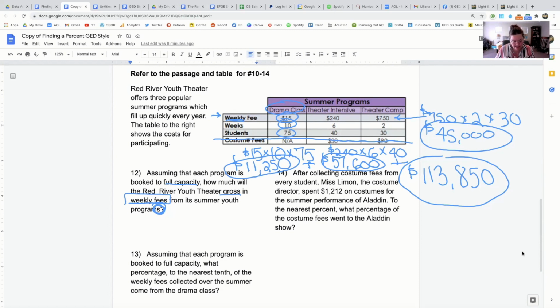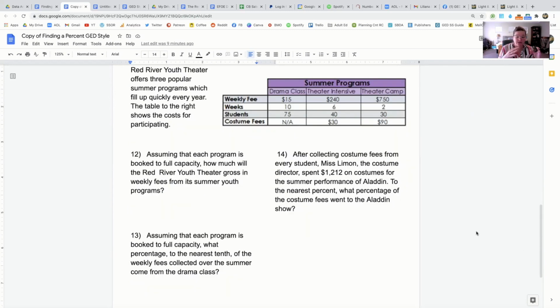So let's go ahead and take a look at the next example. So number 13, assuming that each program is booked to full capacity, there we go again, all the students are going to attend, what percentage to the nearest tenth? Okay, so we've been asked to find what percentage to the nearest tenth of the weekly fees collected over the summer come from the drama class.